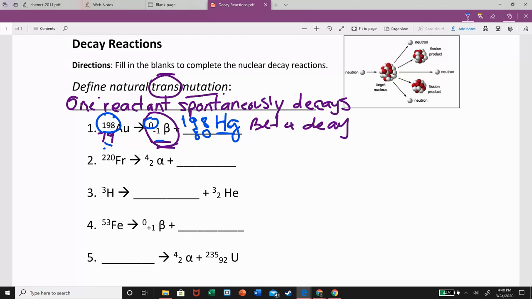All right, so now let's take a look at our next one. I have francium and I have a change. There's only one reactant, so it's a natural transmutation. And then I produce this funny looking thing. So how do I know what kind of decay this is going to be?